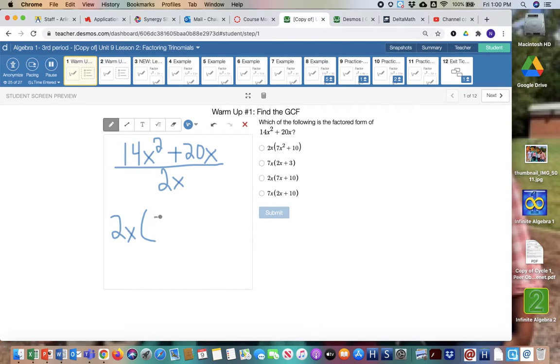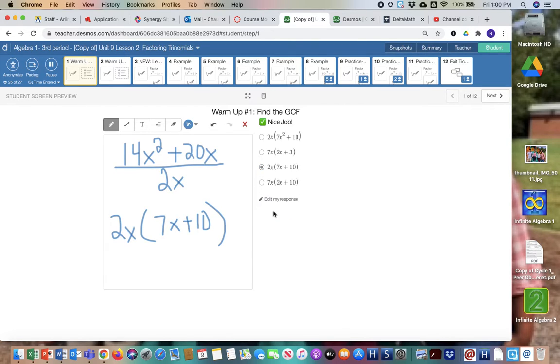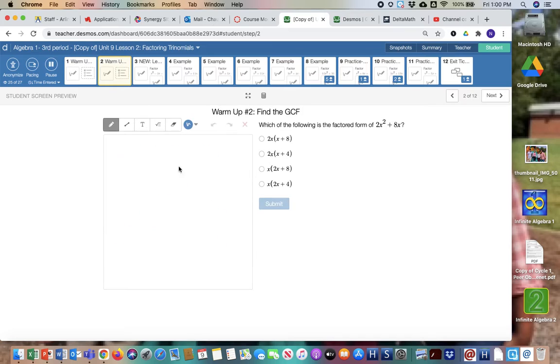So 14 divided by 2 is 7. Remember, when we're asked to divide exponents, we actually subtract them. So 2 minus 1 is just x to the first. 20 divided by 2 is 10. And then x over x cancels, so we're just left with this. So we look to match up that answer, which would be this right here. All right, so let's look at one more like that.